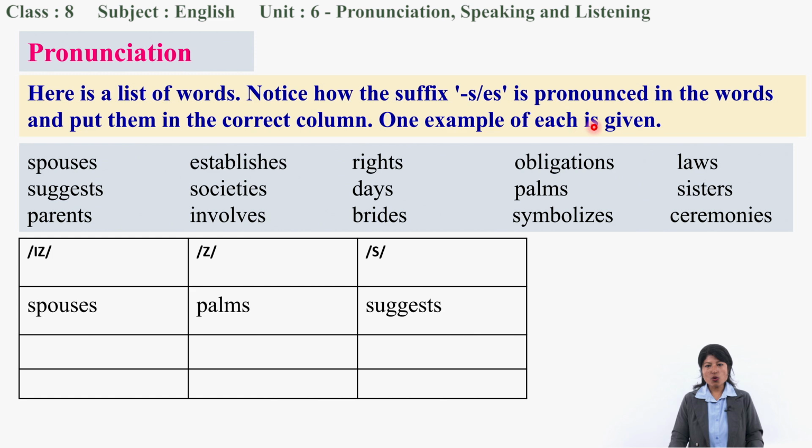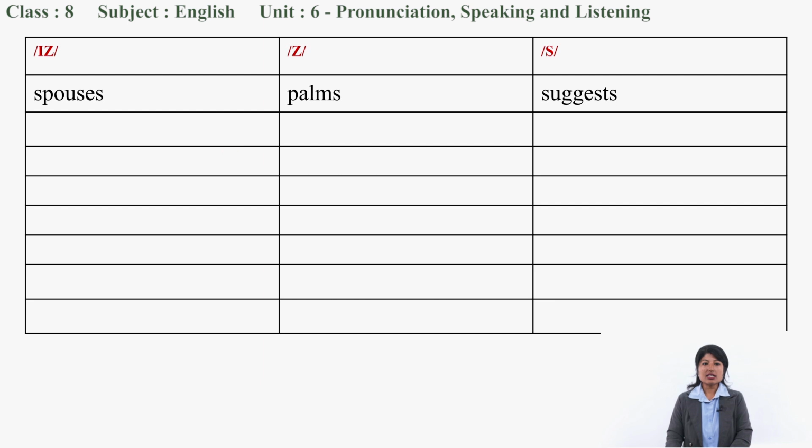Now we have some more words over here in this box. Now what do we have to do? We have to put these words into the correct column. Are you ready? Okay, very good. Let's sort it out together. Okay, we will do it together. Here is the table. Okay, so iz sound. Okay, spouses, like that.